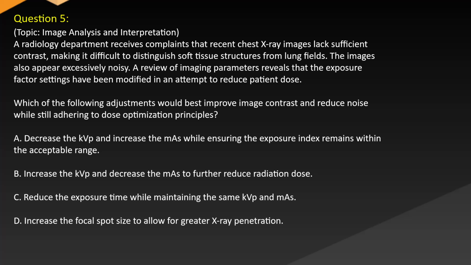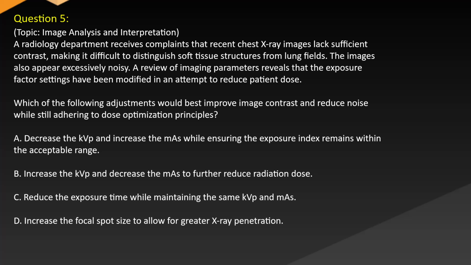Question 5. Topic: Image analysis and interpretation. A radiology department receives complaints that recent chest X-ray images lack sufficient contrast, making it difficult to distinguish soft tissue structures from lung fields. The images also appear excessively noisy. A review of imaging parameters reveals that the exposure factor settings have been modified in an attempt to reduce patient dose. Which of the following adjustments would best improve contrast and reduce noise while still adhering to dose optimization principles?